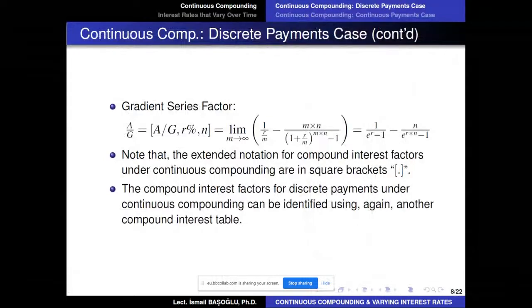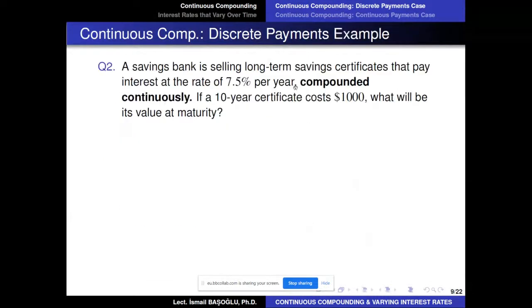All right, so let's move on and solve a question related to this topic. It says a savings bank is selling long-term savings certificates that pay interest at a rate of 7.5% per year, but compounded continuously, and the continuous compounding is especially emphasized in bold. So you need to understand that we have to use square brackets in the extended notation if we are going to solve the question with extended notation, or you have to use the new formulas that we have learned in this chapter.